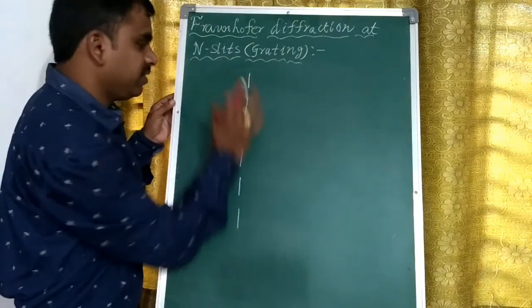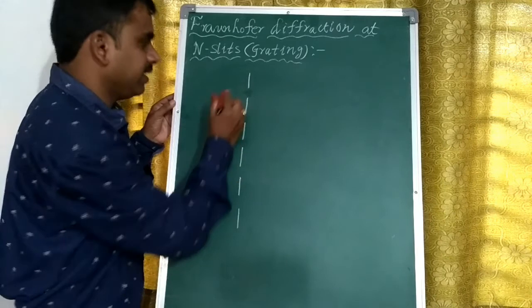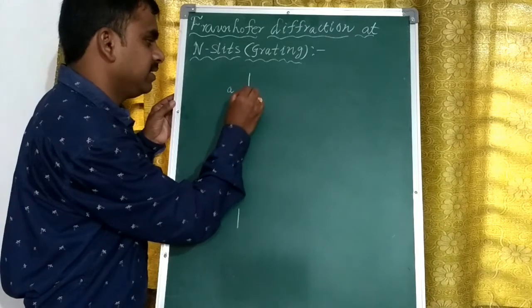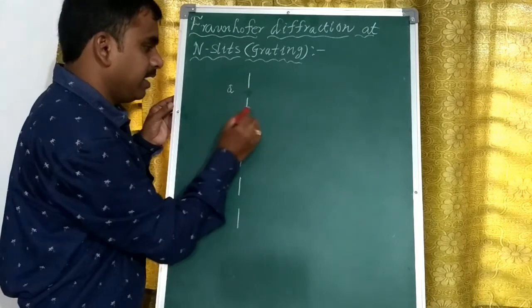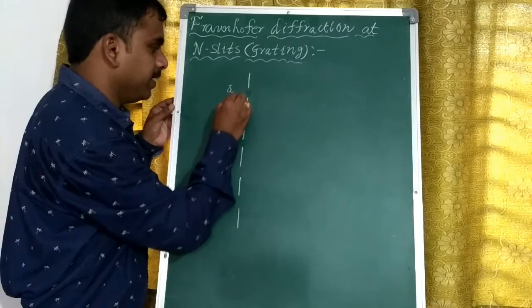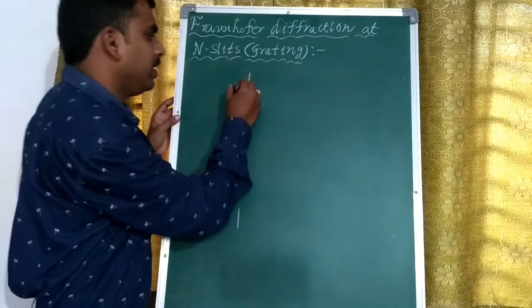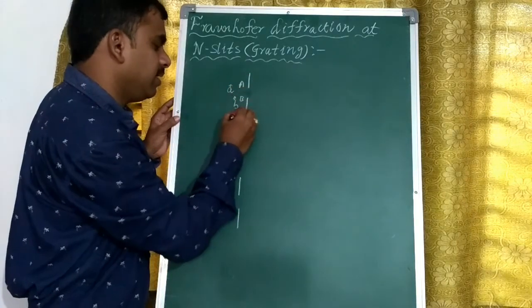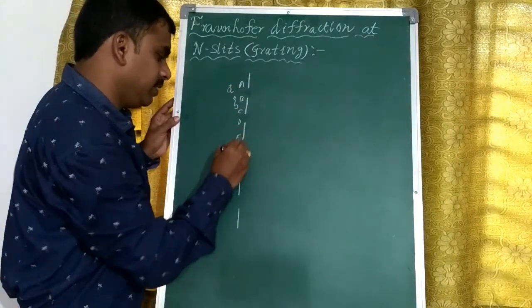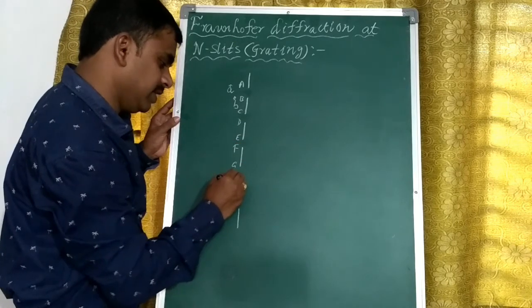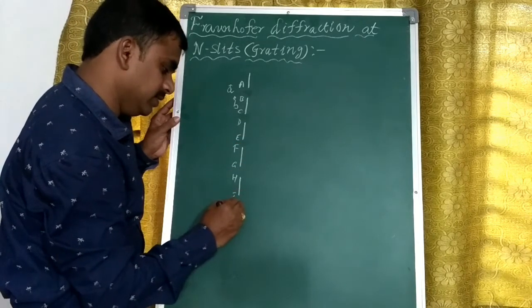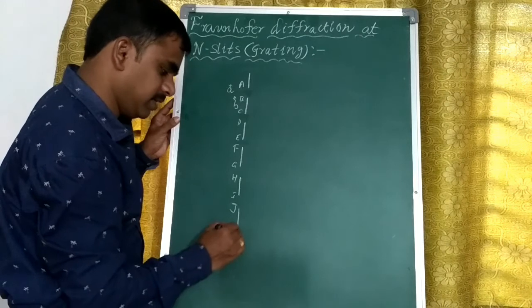Like this. The width of each slit is a. This is a, and the opaque barrier is b. These are the slits: first, second, third. That means we may name the points as A, B, C, D, E, F, G, H, I, J, K.